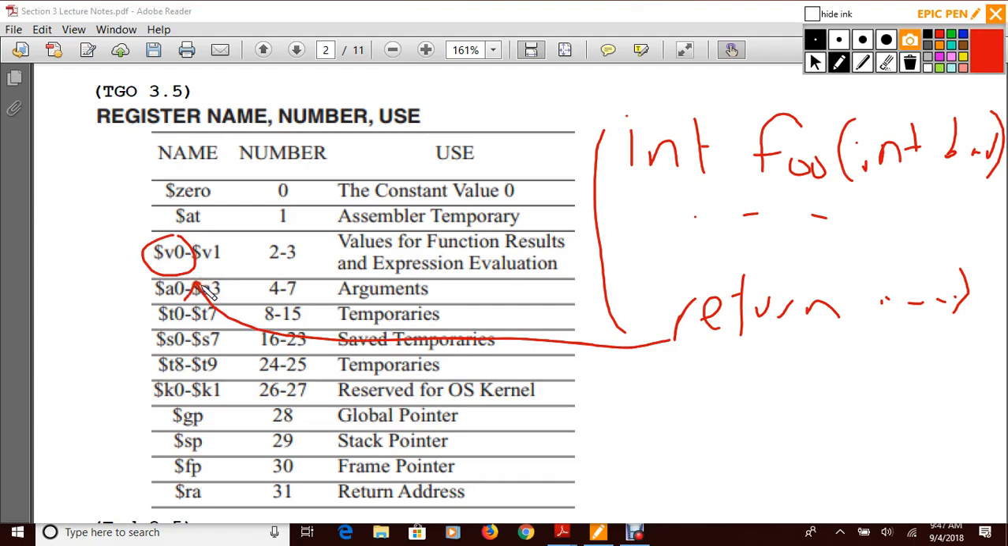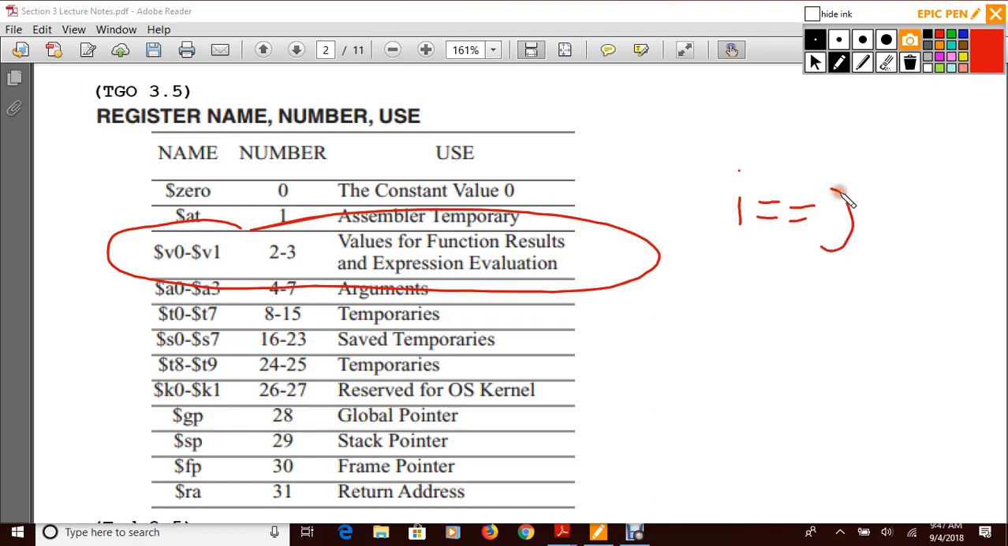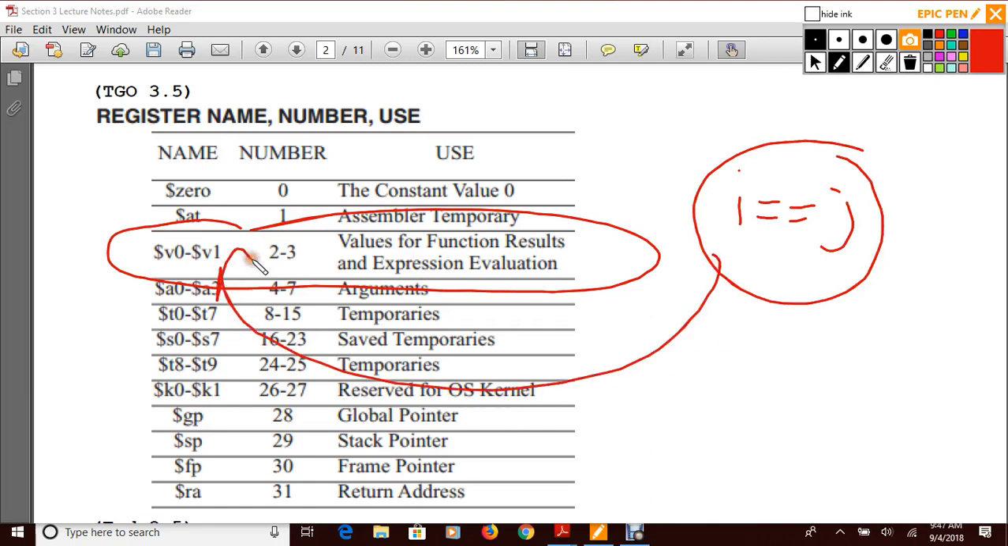What's happening is I can have 2 potential values in the event that I need to do functions back to back. So I have 2 registers, V0 and V1, numbers 2 and 3, and they're values for function results and expression evaluation. Let's say I need to store the result of an expression. If I need to store that, I can use one of these 2 as well.